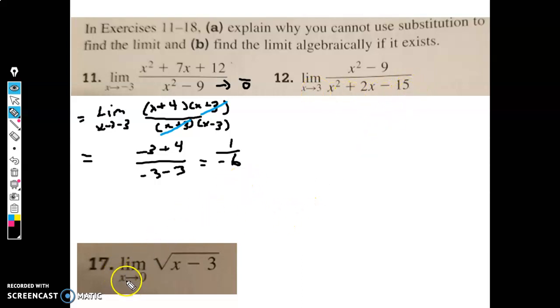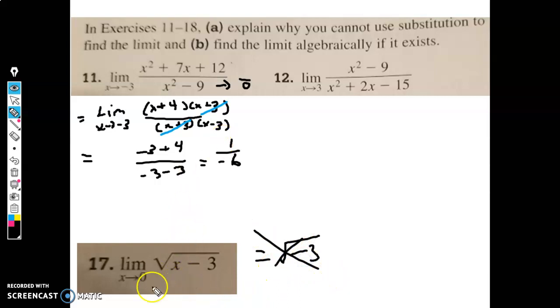Alright, number 17 is a little bit different. Okay, so if we directly substitute, you're going to get the square root of negative 3, which is an imaginary number. And you can't have an imaginary limit, okay? So that doesn't make sense there.